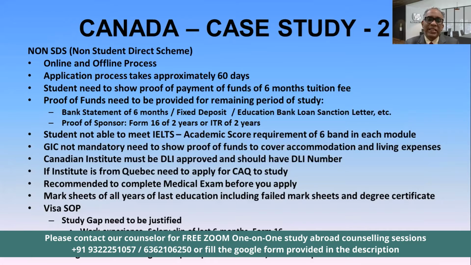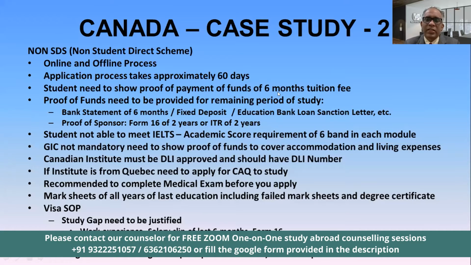But non-SDS can be done online or offline. So it's not necessary that you have to do it online. You can even follow the offline process. The application process takes approximately 60 days. Now, in this pandemic, it was taking quite a long time because SDS was given priority, then came non-SDS. So in a normal time, it can take around 60 days. So you will have to apply minimum 2 months in advance or probably 3 months in advance if you are applying for a non-SDS.